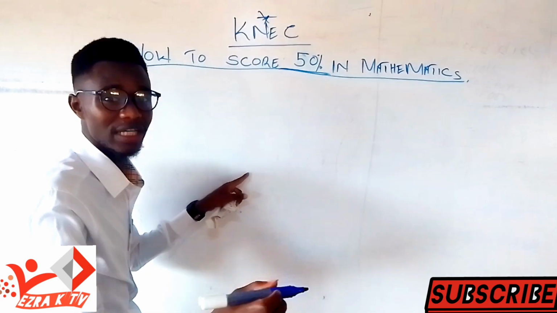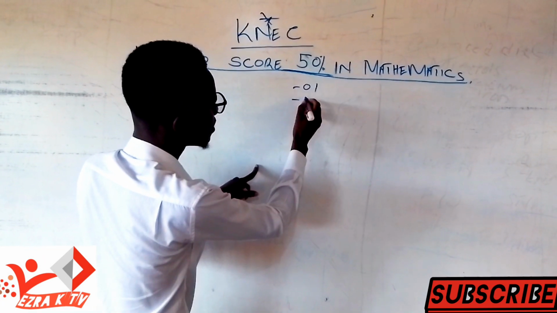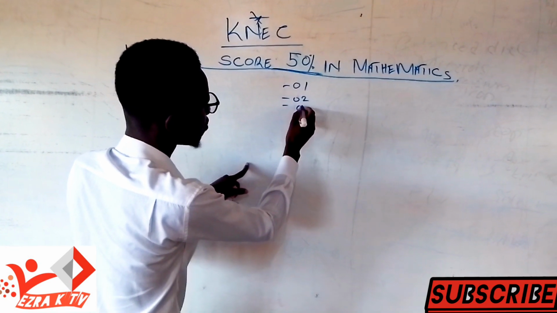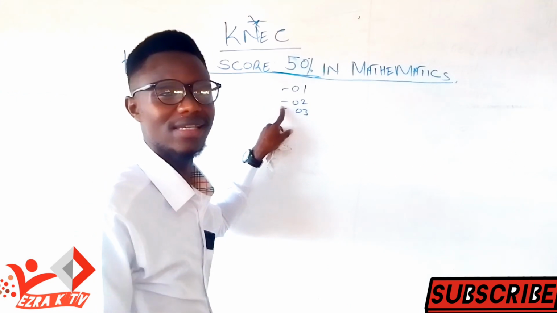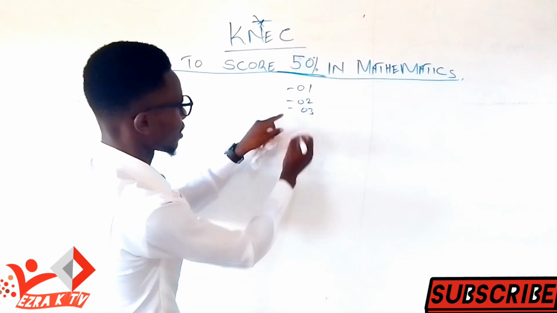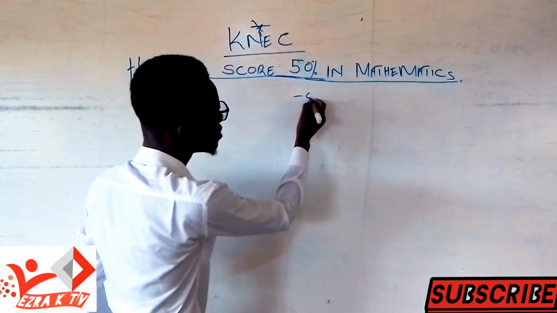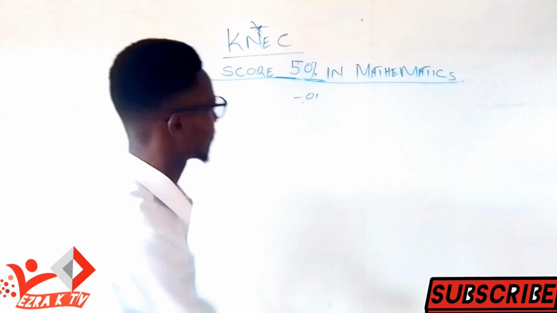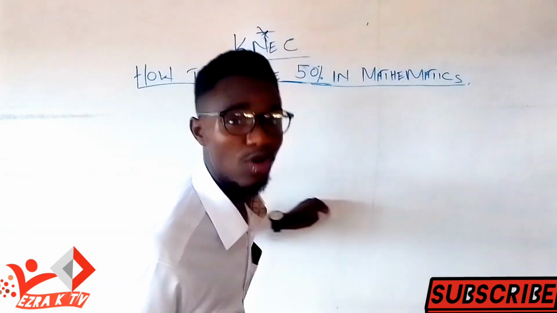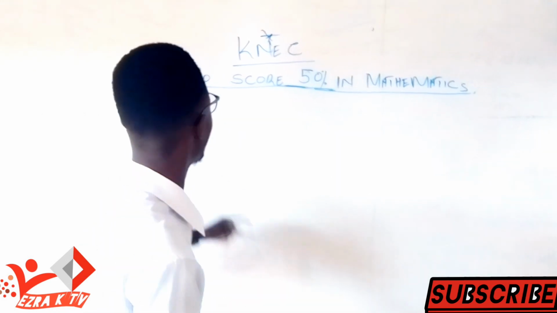Because some people are scoring 0.01, others are getting 0.2, others are getting 0.3. You know, these marks are not good for you as a human being. Like for example, in university, no one will allow you with 0.1 marks. There is no course you can do with 0.1 in campus. So I need to teach you how to score 50% in mathematics in your high school.